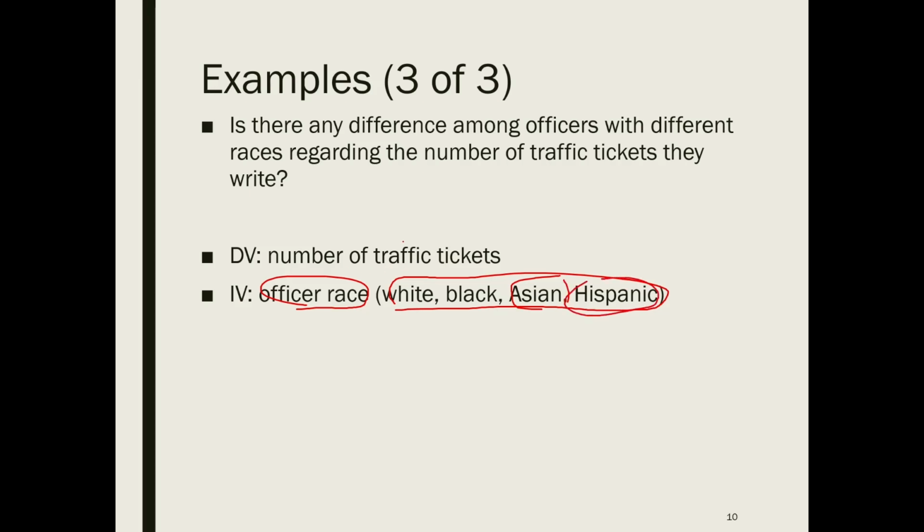So the number of traffic tickets can be 0, 1, 2, 3 to 10, 11, or like 10,000, something like that. That would be a continuous variable. The independent variable, officer's race, white, black, Asian, Hispanic, is a completely categorical variable, and this categorical variable has four groups, four categories. So what are we going to use? The ANOVA. This PowerPoint just tells you which one is the proper one to use, and we'll be talking about ANOVA, t-test, chi-square, correlation, even regression in the future PowerPoints.